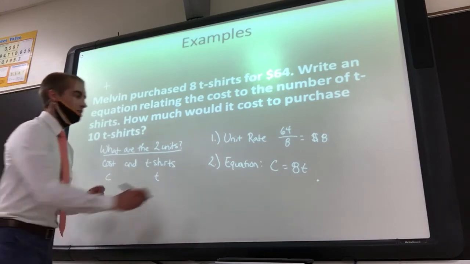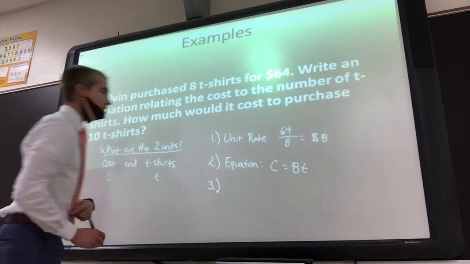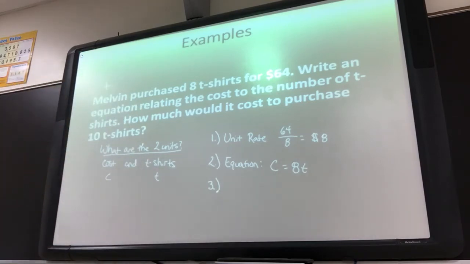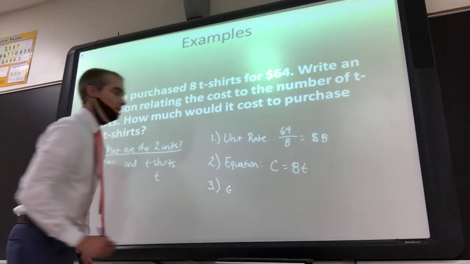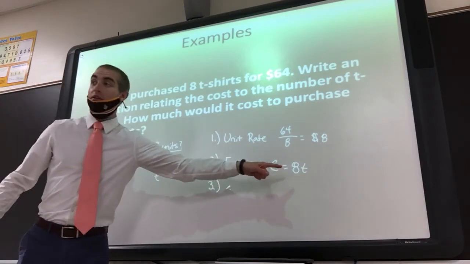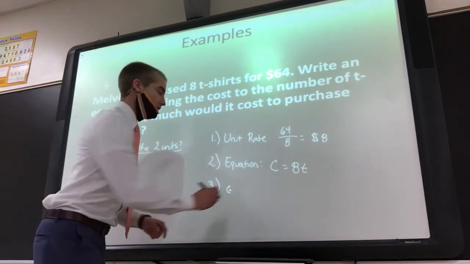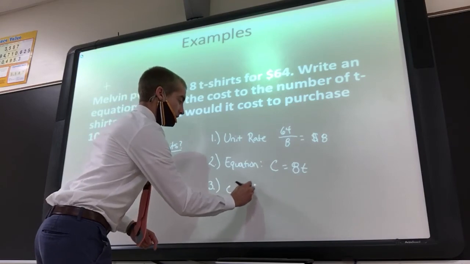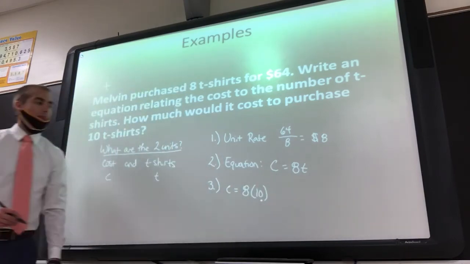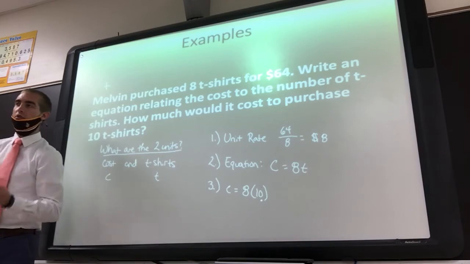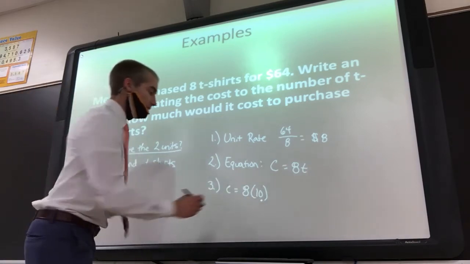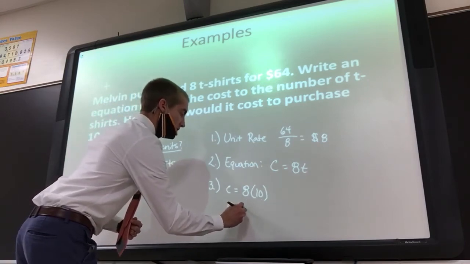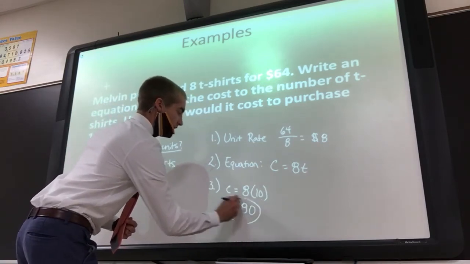And then the last thing to do is plug in for this that they give you. Okay, so how much would it cost to produce 10 t-shirts? Well, t-shirts is which letter? T. So we're going to plug in 10 for T. Make it look like that. And then what operation should we do then? There's nothing in between them? Multiply. So cost equals 8 times 10. So for 10 t-shirts, we would have to pay $80.